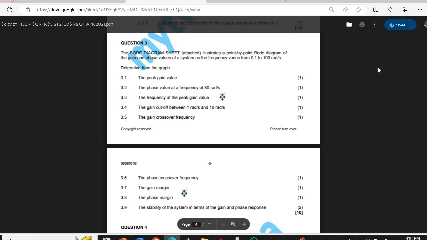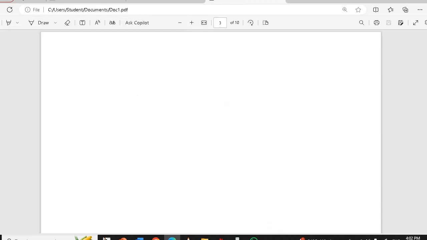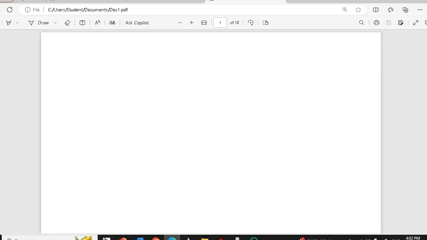The stability in terms of the gain and phase responses. So remember, the system is only unstable if any of the margins is negative, but if both of them are positive, the system is stable. So that's what they mean in terms of gain and phase responses. Okay, we will come back to this question. For now, let's just go through some quick facts we need to know.